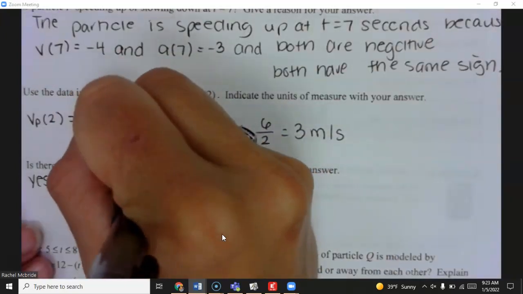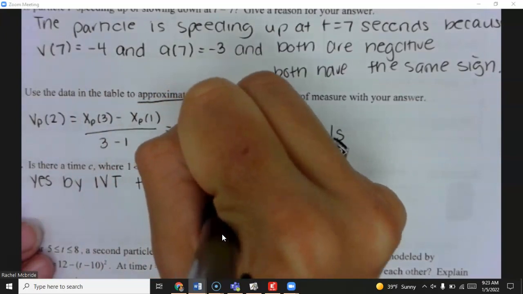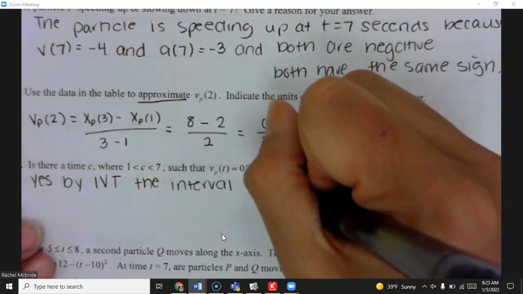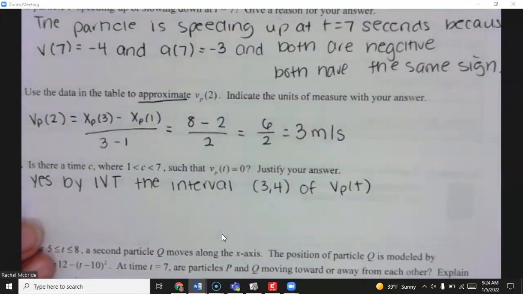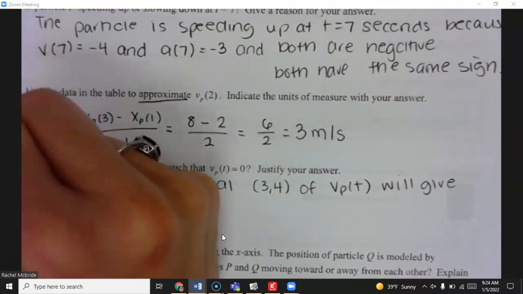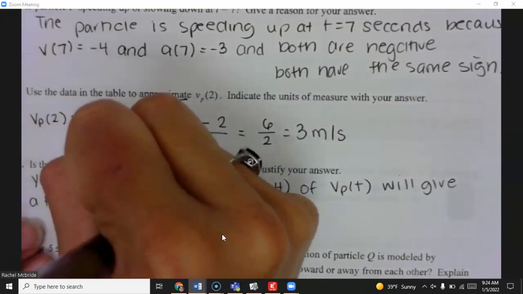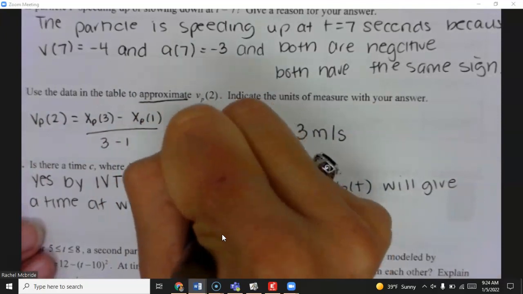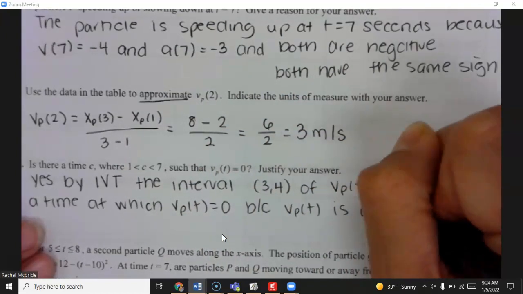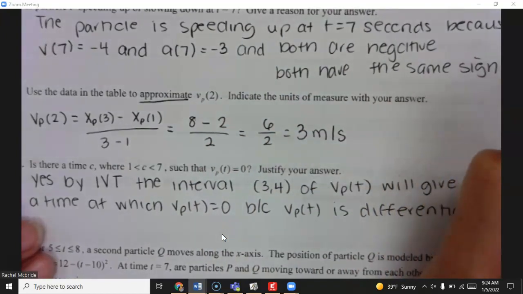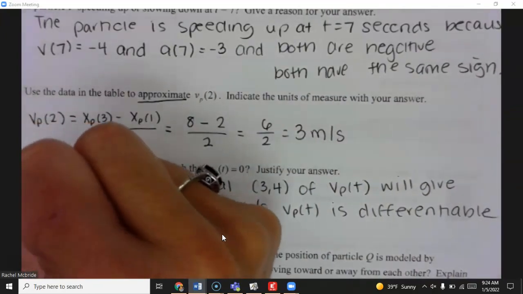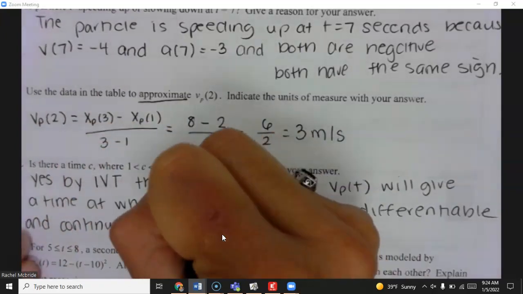So yes, by IVT, the interval 3 to 4 of V of P of T will give a time at which V of P of T equals 0 because V of P of T is differentiable and continuous from 1 to 7.